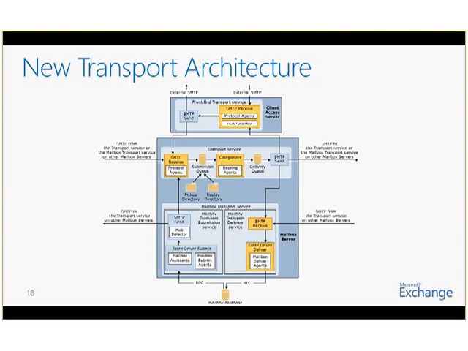So this figure shows the relationship among the components in the Exchange transport pipeline. Messages from outside the organization enter the transport pipeline through a receive connector in the front-end transport service on a client access server, and then they are proxied and routed to the transport service on a mailbox server.